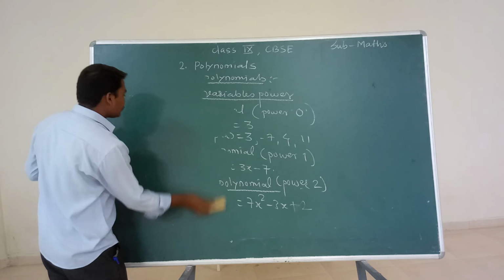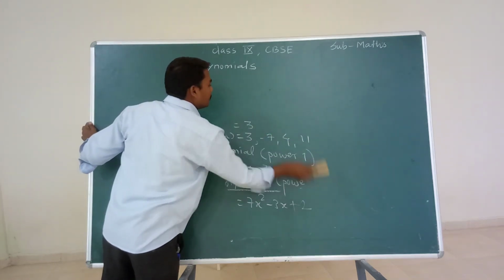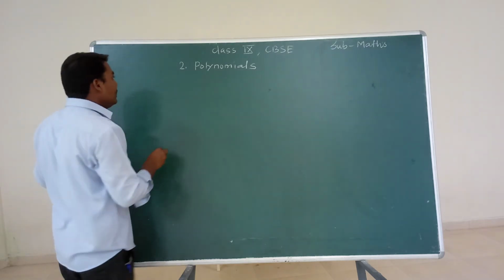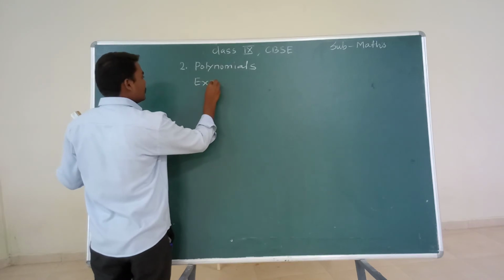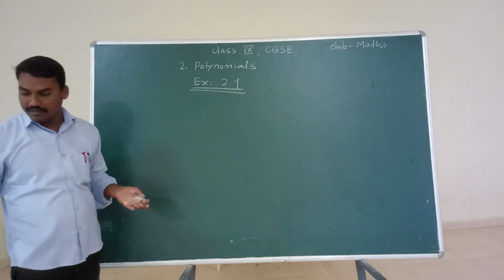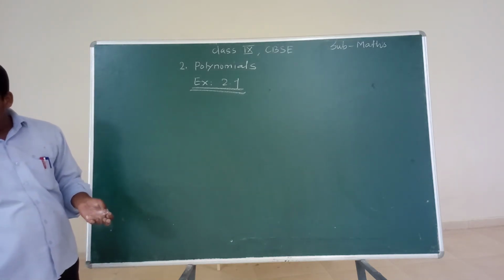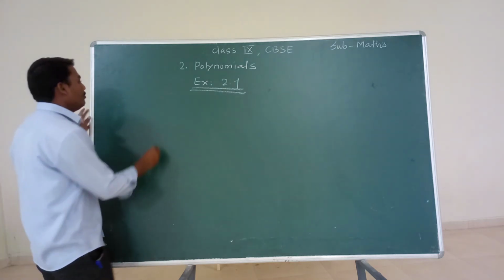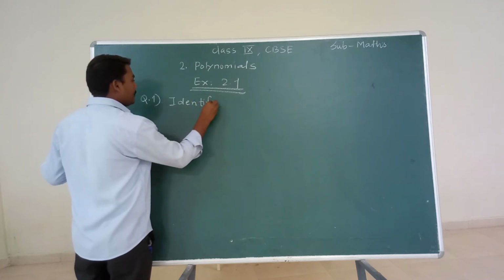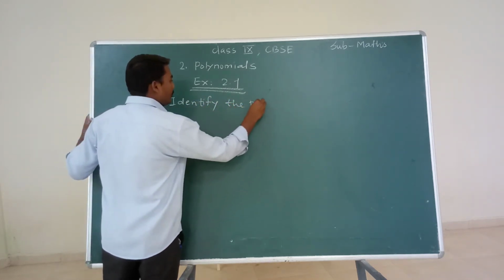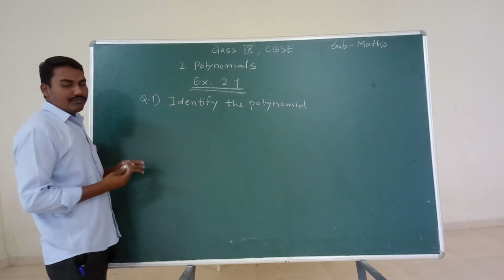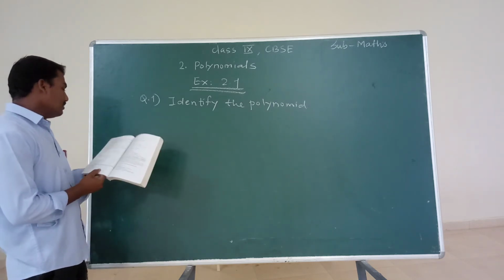Now, based on these important points, your exercise 2.1 is there. Your exercise 2.1, first is identify the polynomial. Question number 1 is identify the polynomial. Okay, I want to solve the first question, that is identify the polynomial.